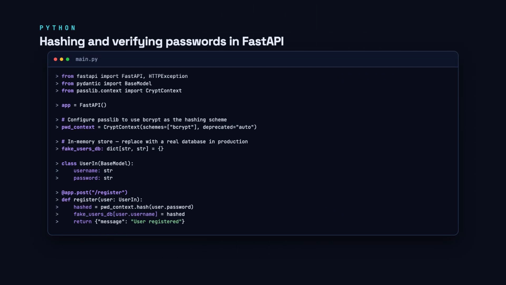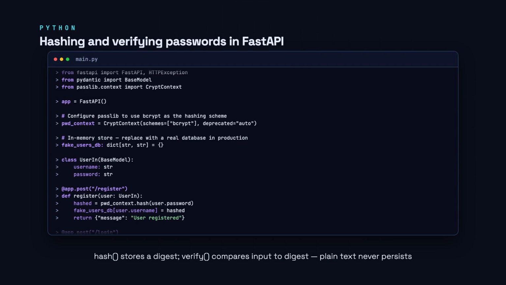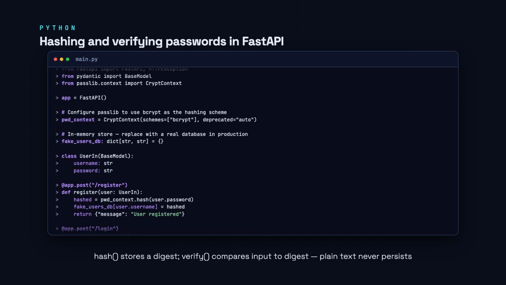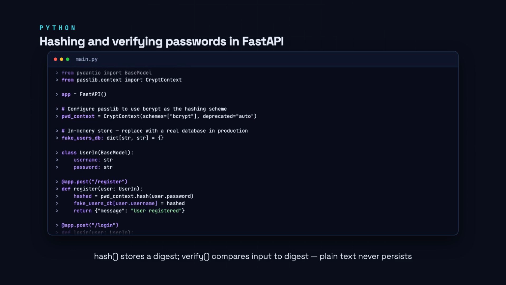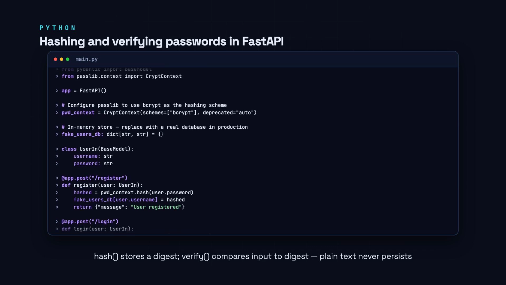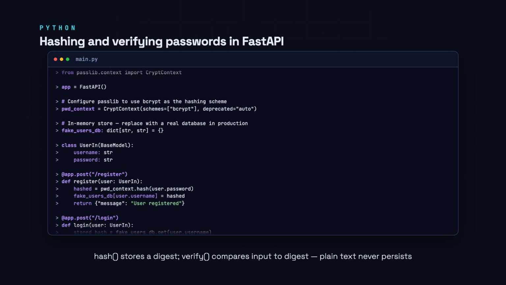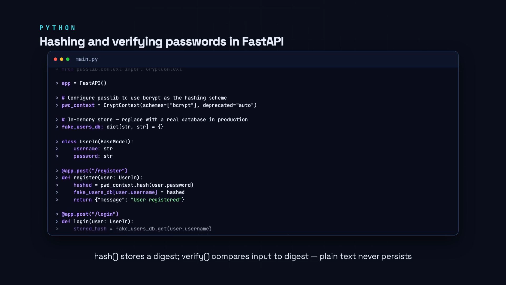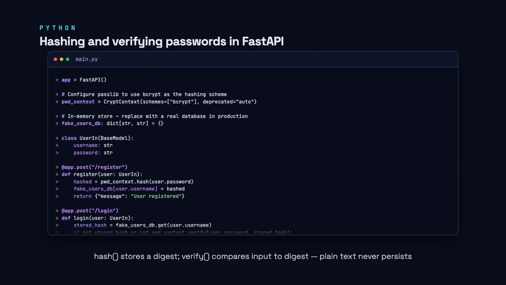Let us walk through this code. First, we import CryptContext from passlib and create pwd_context, telling it to use the bcrypt scheme. That single object manages all hashing for us. The User Pydantic model captures a username and password from the request body. In the register endpoint, we call pwd_context.hash, passing the plain text password. Passlib runs bcrypt, adds a random salt and returns a long digest string. That digest is what we store, never the original password.